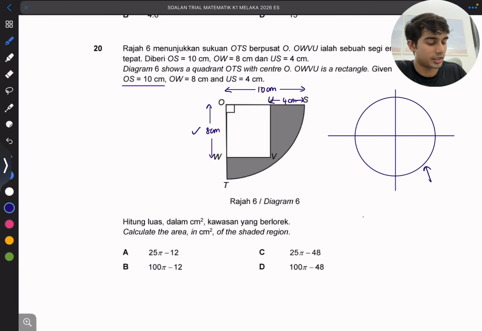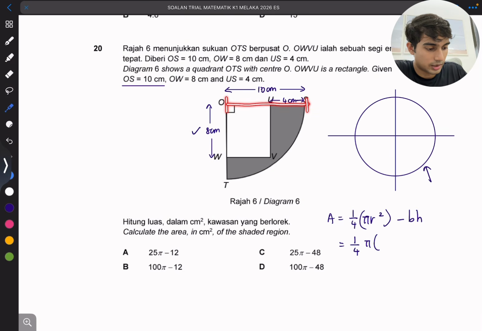Okay, area of circle is pi r square. But here we have a quarter of a circle. So it's 1 quarter of pi r square. And then we have to minus off this rectangle. This rectangle would just be base times height. Now we just sub in the values. 1 over 4 pi. Our radius of the circle is 10 cm. 10 square. And then for the rectangle, base times the height.